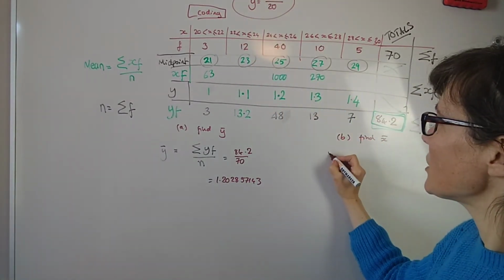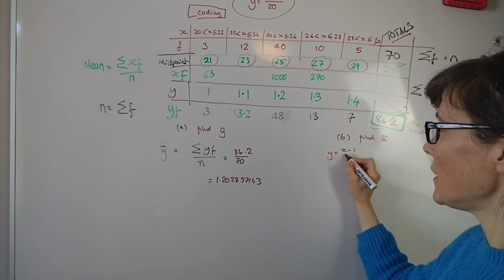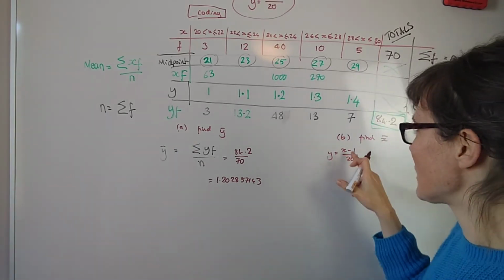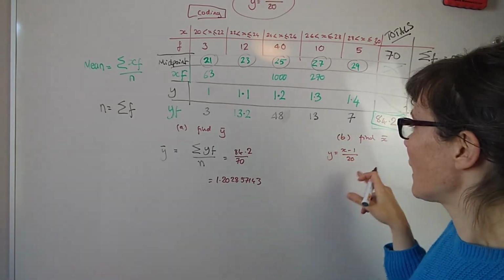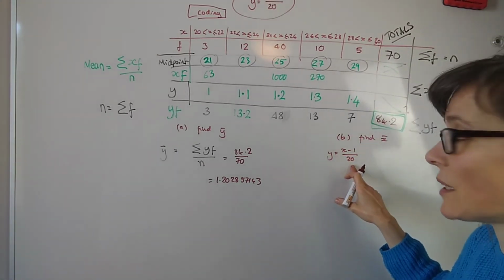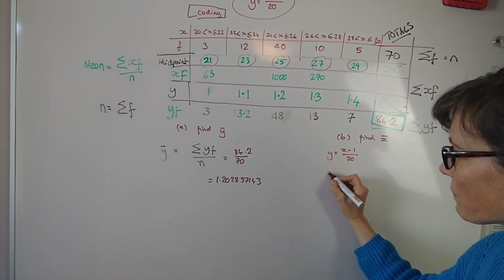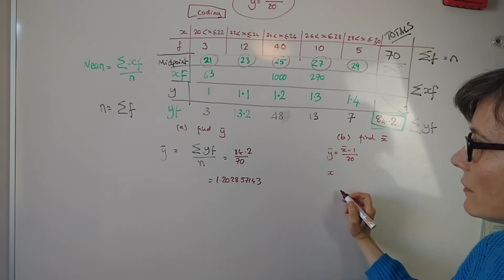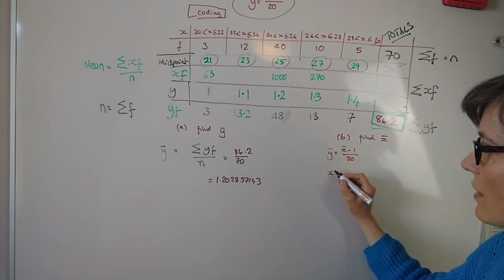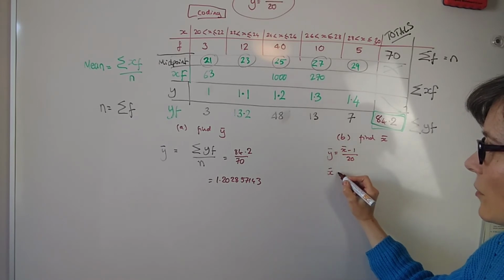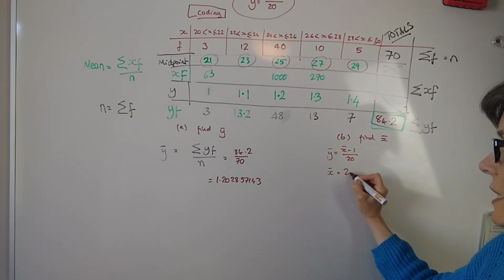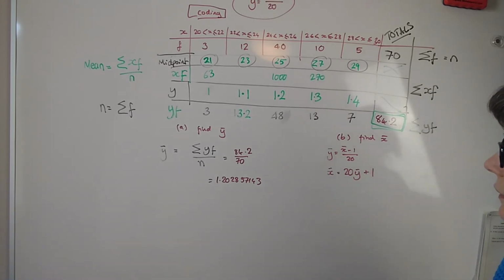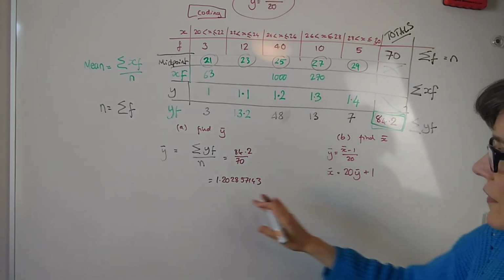So remember our relationship between x and y. For the mean, we have to do both of those transformations. We've got to take one off the x and we've got to divide it by 20. So I can rearrange that and say that, so this is true for the mean as well, for coding, and I'm just going to rearrange that to get x the subject. So I'm going to multiply by 20 and then add 1.